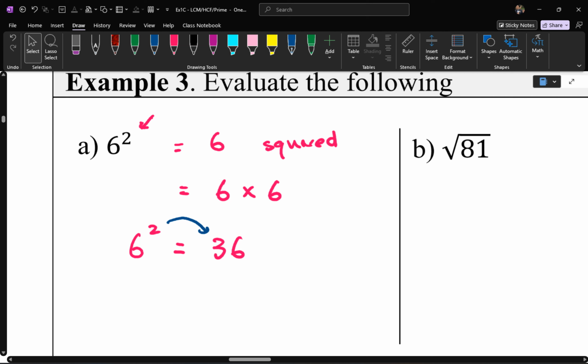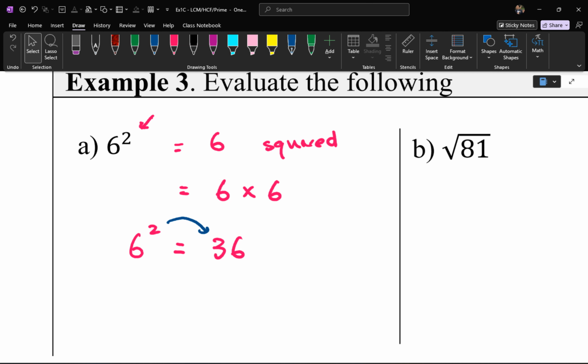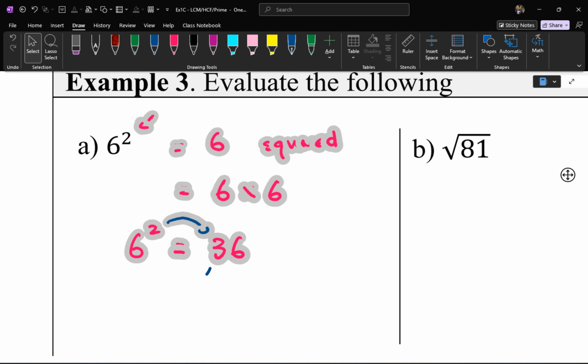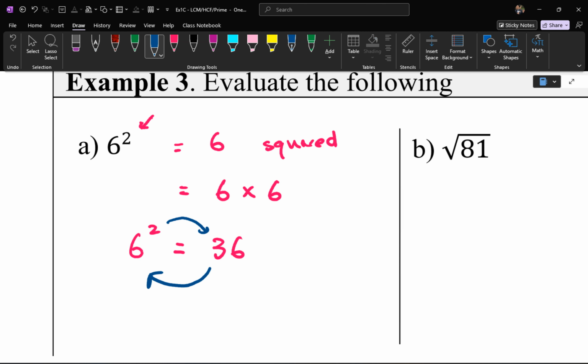Now, what's the opposite of squaring? Because if you can add, the opposite of adding is subtracting. If you can times, the opposite of timesing is dividing. So if you can square, what's the opposite of squaring? Square root. Okay, so square root. Now, what does square root look like? Square root looks like this. So, when we say square root of 36, that's what that means there. It means, can you think of a number that times itself to give you 36?